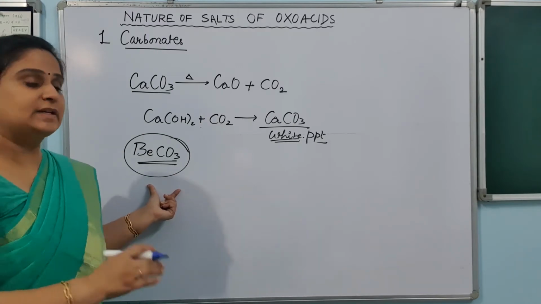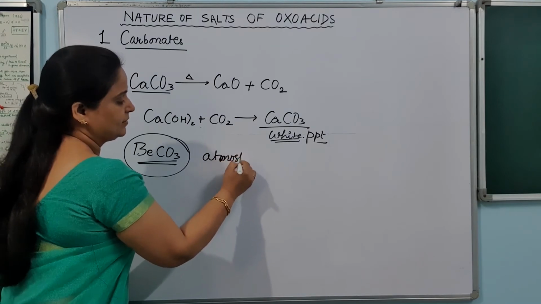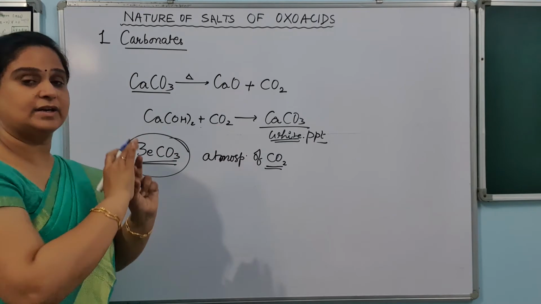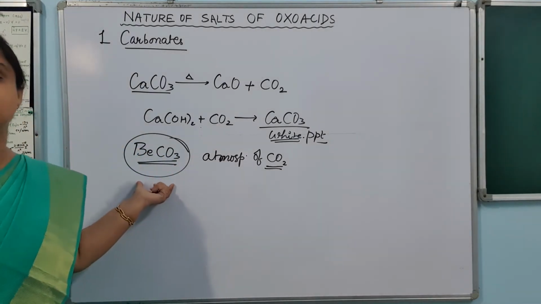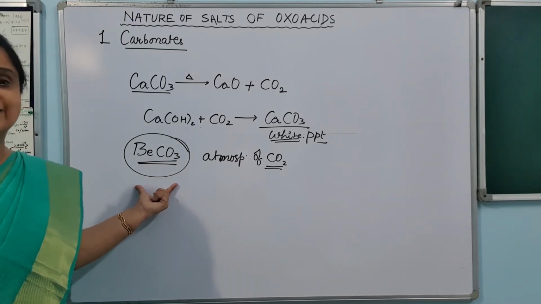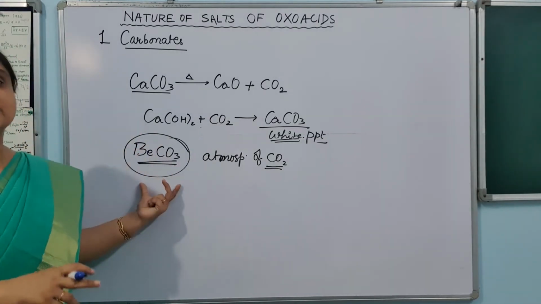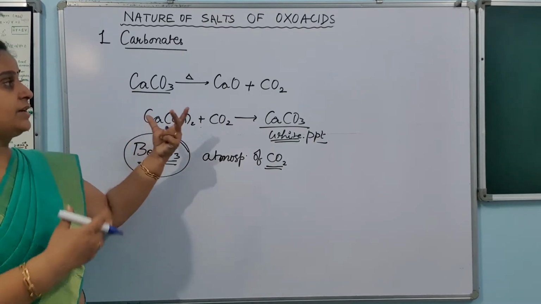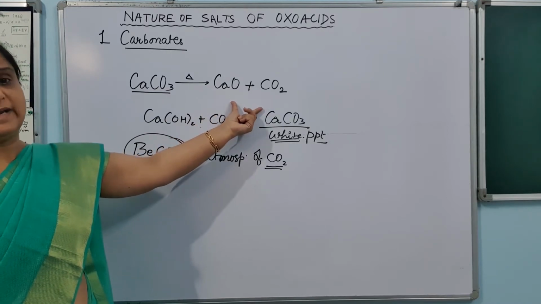So we have to keep it in atmosphere of carbon dioxide. तो इसको रखने का तरीका है, we have to keep it in the carbon dioxide only, then only it will be saved. Otherwise this beryllium carbonate will be decomposed. It is easily broken down. It is unstable in nature. Rest of the carbonates will be stabilized, but when they will be heated, they will be broken down, decomposed into oxides and their carbon dioxide.